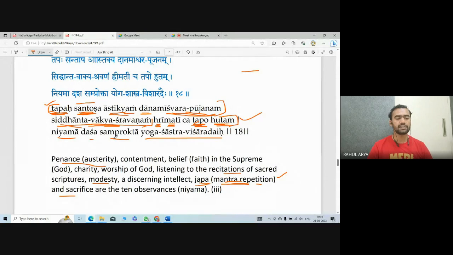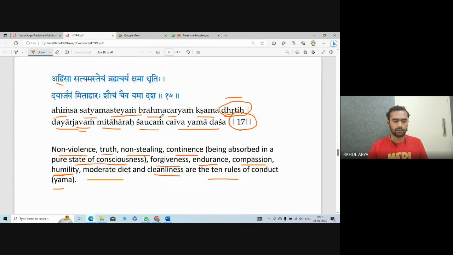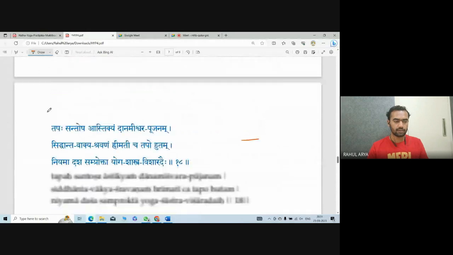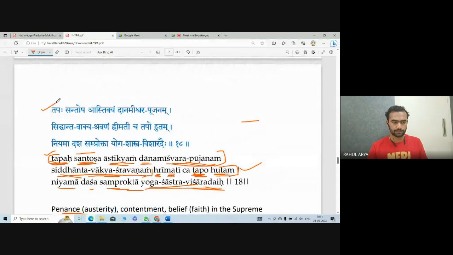So, niyama dasha samprokta yoga shastra vishARadaih. So this text is telling us 10 kinds of niyama. The total are 10 niyama. Okay. So 10 yama we have discussed, 10 niyama we have discussed.